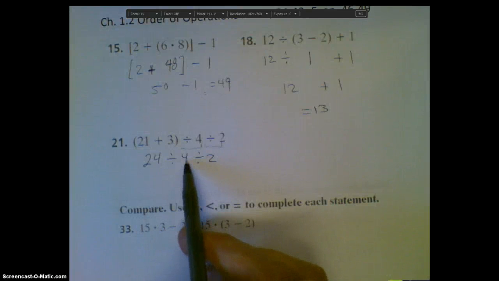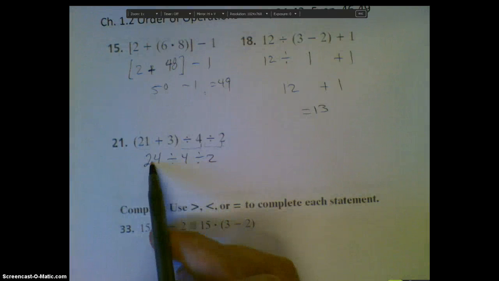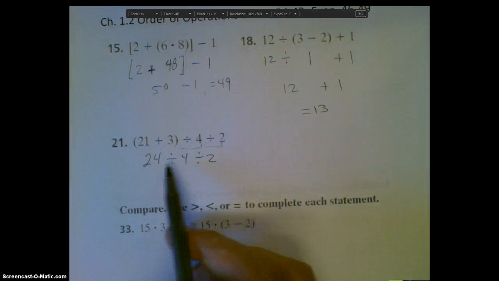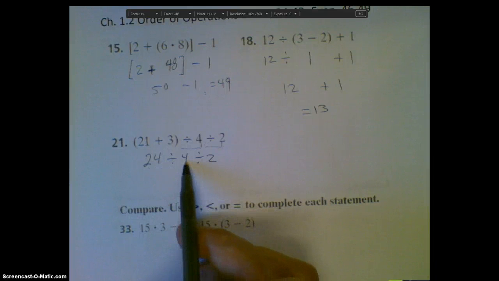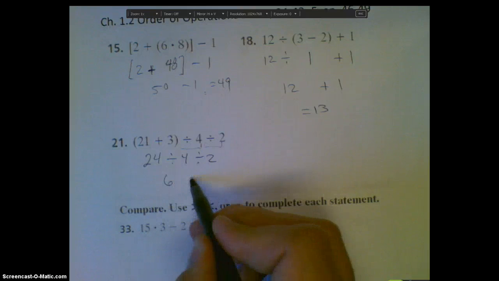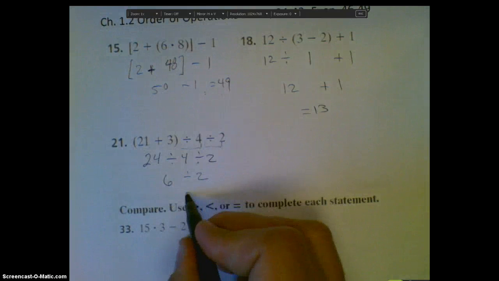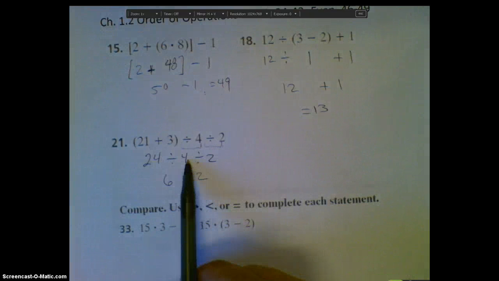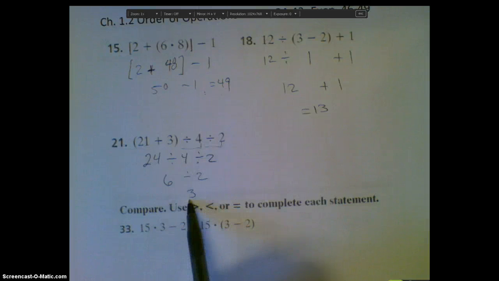If I want to do 4 divided by 2 first, I can. If I want to do 24 divided by 4 first, I can. Or I could do them all at once. I know 24 divided by 4 is 6, divided by 2. 6 divided by 2 is 3. You may have done that mentally. 24 divided by 4 is 6, divided by 2 is 3, and that's fine.